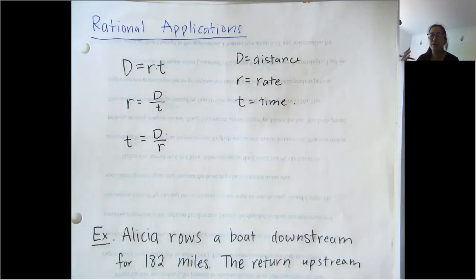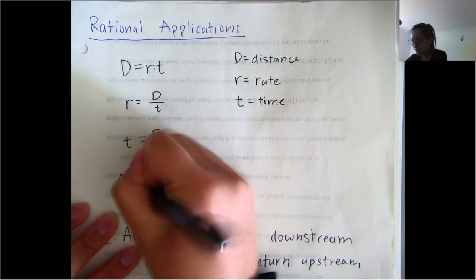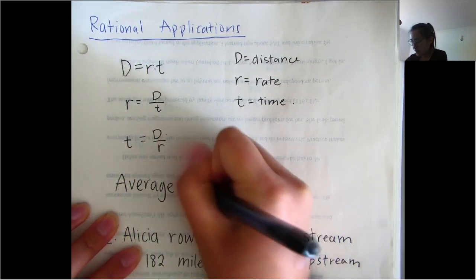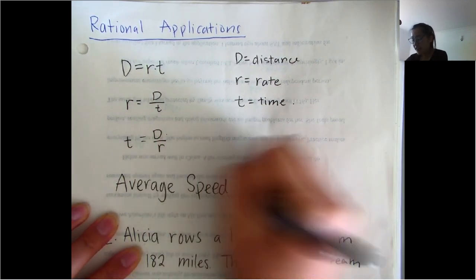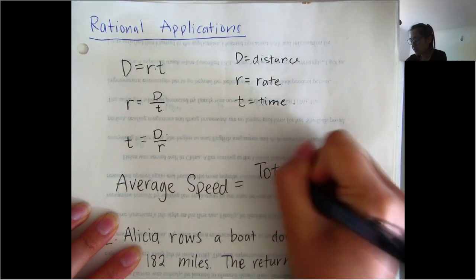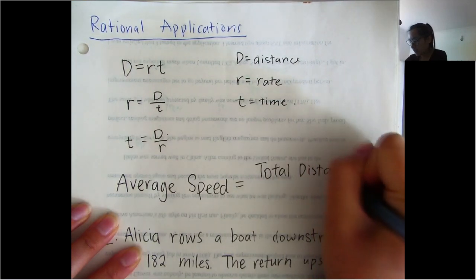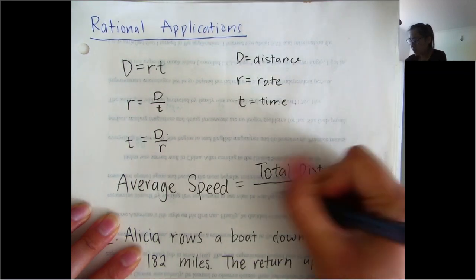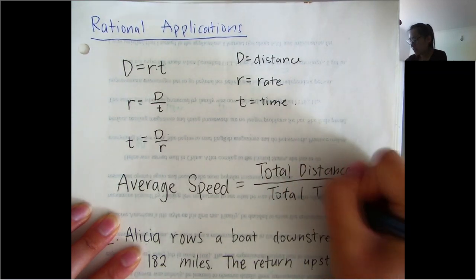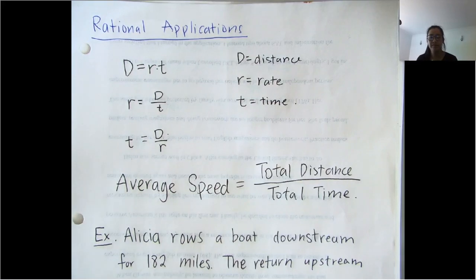So in general, you want to use whichever one of these three makes your problem more convenient to solve. And something that is good to know in general is that average speed is just total distance over total time. So if I ask you for the average speed, you want to find the total distance and then divide it by the total time.